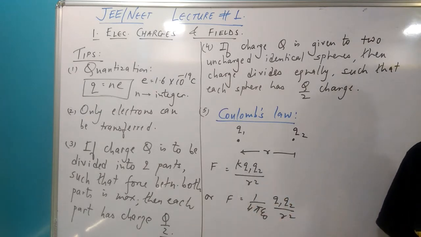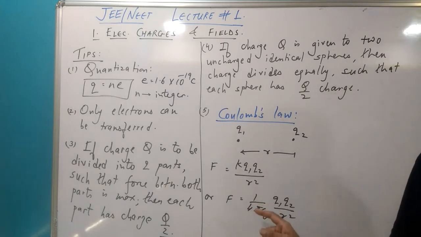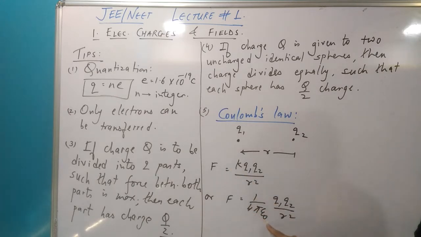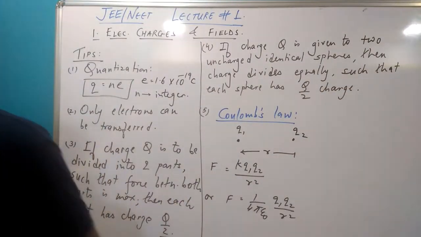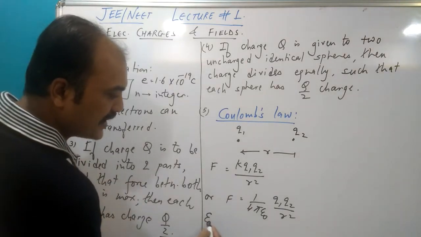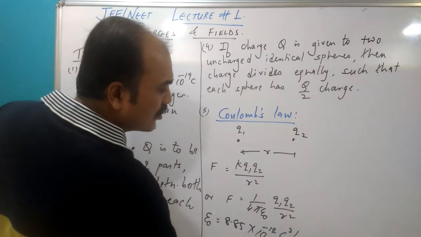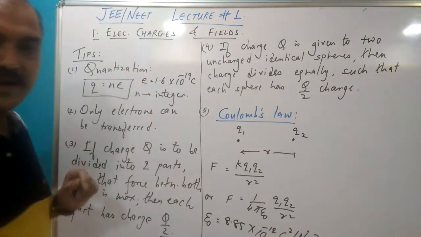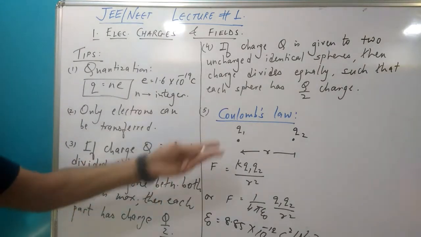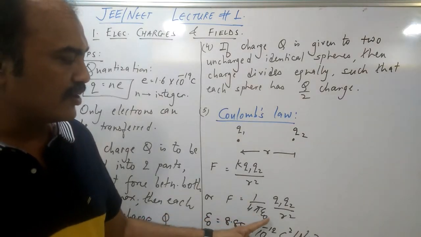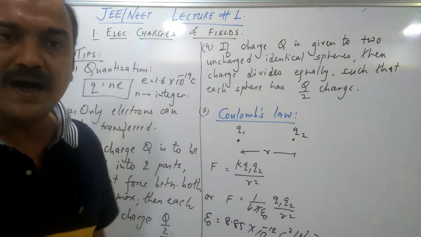Here k is Coulomb's constant, value being 9 into 10 raised to 9 newton meter square per coulomb square, and we can write k also as 1 by 4 pi epsilon 0, Q1 Q2 by r square. I'm sure you know epsilon 0 is the permittivity of free space, value being 8.85 into 10 raised to minus 12 coulomb square per newton meter square. So if both charges are in air, then the force between them will be 1 by 4 pi epsilon 0 Q1 Q2 by r square.